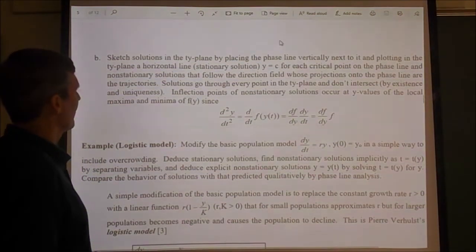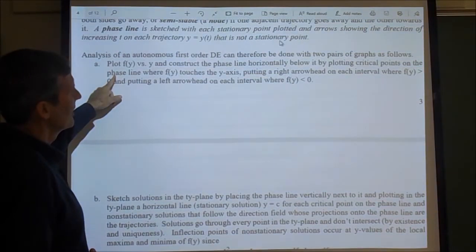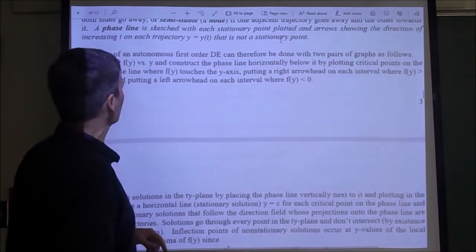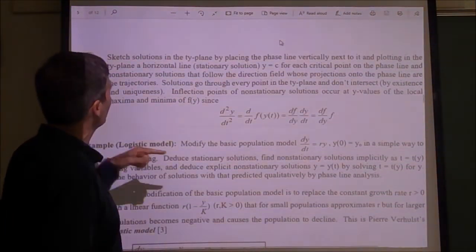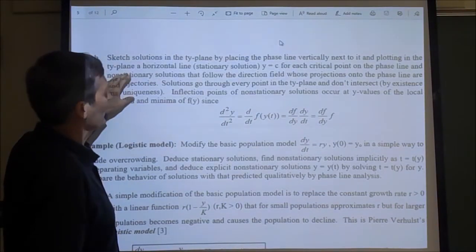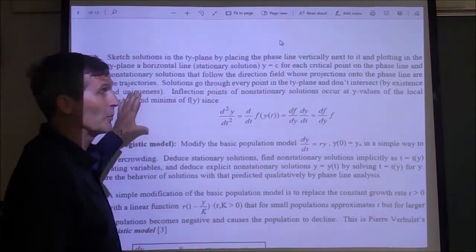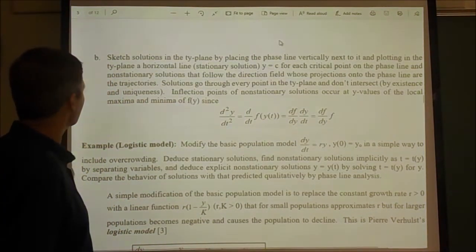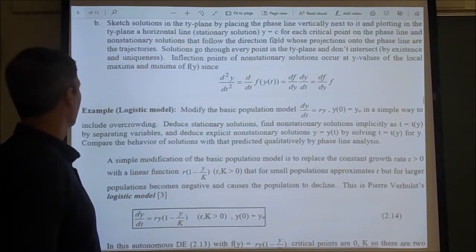So you do this in steps. You first draw the phase line showing the critical points and arrows on the phase line which way the solutions are moving. Then you turn the phase line up against the solution ty plane, and that helps you to actually be able to draw which way the solutions are moving according to which way the arrows are on the phase line. And then you can use the direction field in addition if you want.